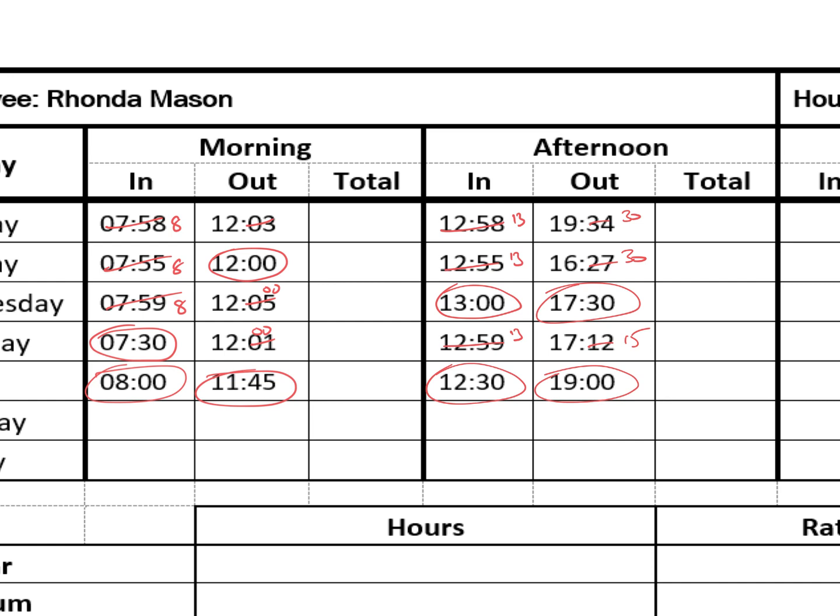So for the times, it's 8 to 12 o'clock Monday morning, 4 hours. That's also 4 hours. Also 4 hours. 7:30 to 12 would be 4.5 hours. 8 to 11:45 is the first quarter hour we've had to deal with. That's 3.75 hours. When we go to the afternoon, we're going from 13 to 19:30. That is 6.5 hours. This is going to be 3.5 hours Tuesday afternoon. Wednesday afternoon is 4.5 hours.